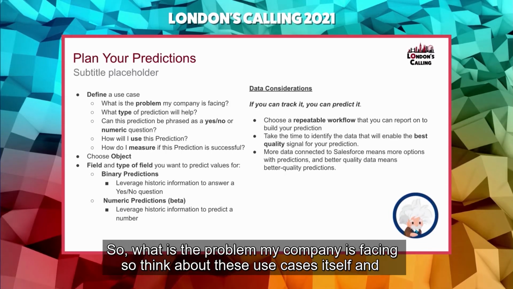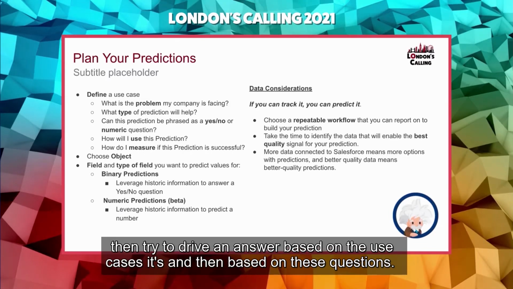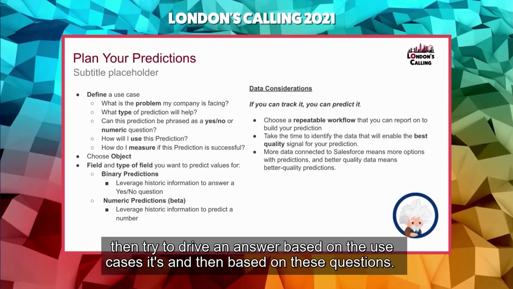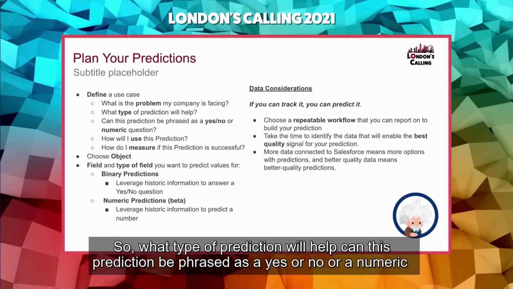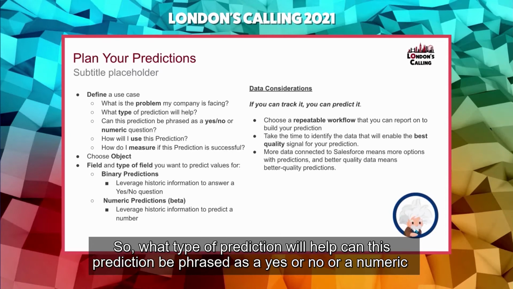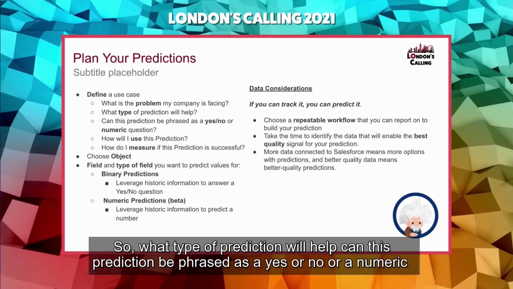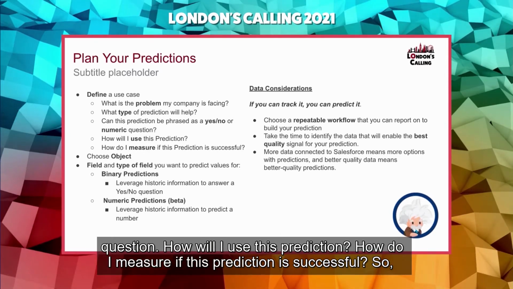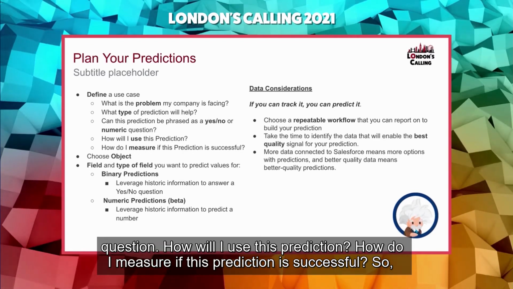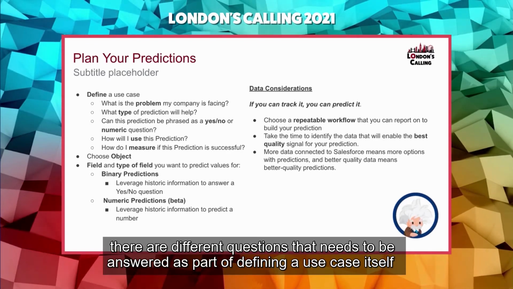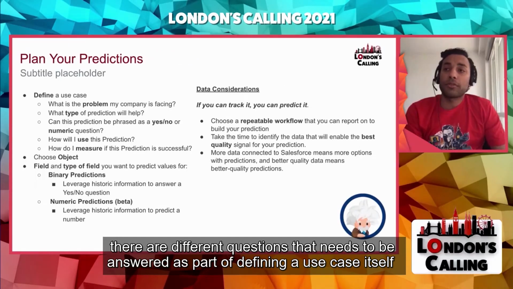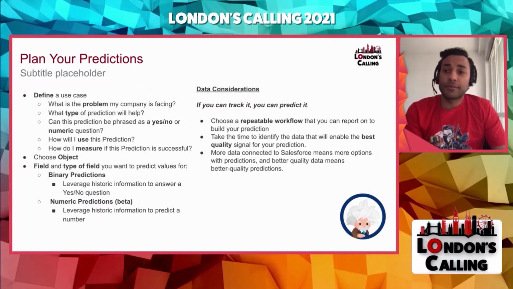So think about these use cases itself and then try to derive an answer based on the use cases and these questions. What type of prediction will help? Can this prediction be phrased as a yes or no or a numeric question? How will I use this prediction? How do I measure if this prediction is successful? So there are different questions that need to be answered as part of defining a use case itself.